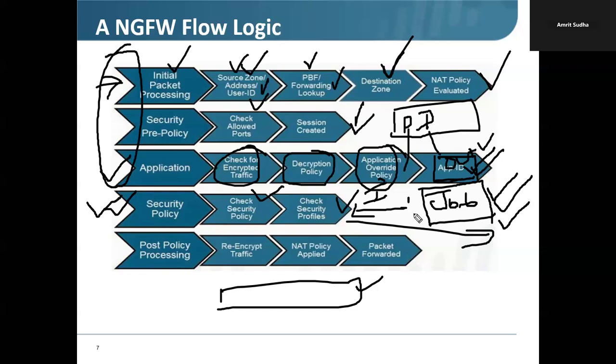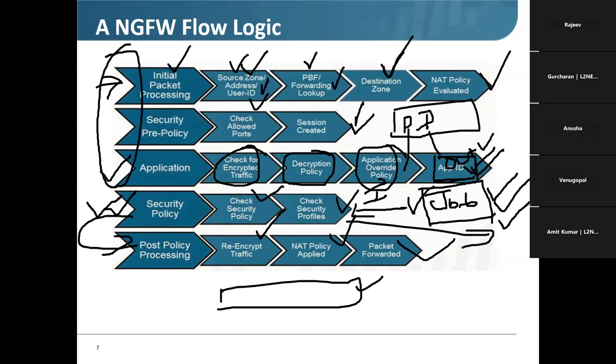So after that, if it is passed, the packet will go to post policy processing, re-encrypt the traffic, apply the NAT policy, and forward to the egress interface. Guys, this is very important. Packet flow is very important. If you have any question about the packet flow, just tell me. Else I will assume you understood the packet flow. Okay, any question? Or should I move on?